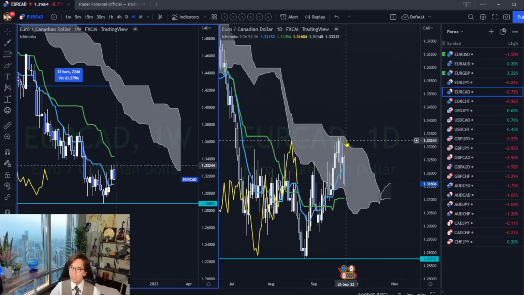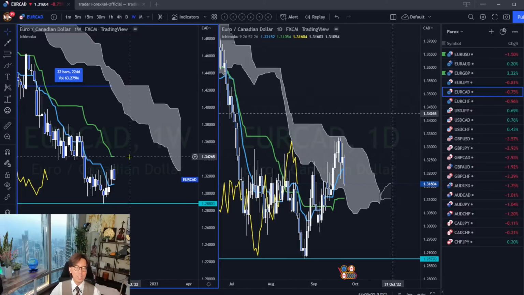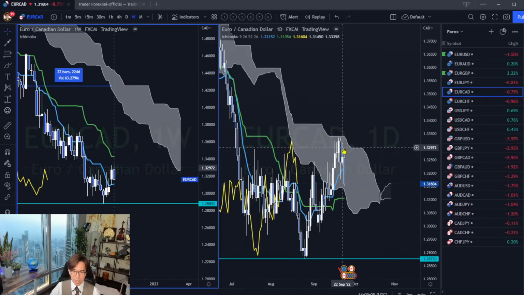I remember last week I said that if the market breaks the Kumo on the daily, then the target is the weekly Kijun-sen on the 1.3426 level. But it looks like the Kumo breakout did not happen on the daily, but instead it went backwards, it went down. And so it looks like the market is heading down to the daily Kijun-sen.